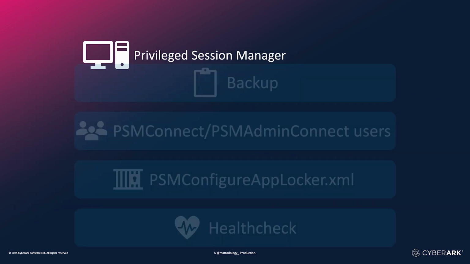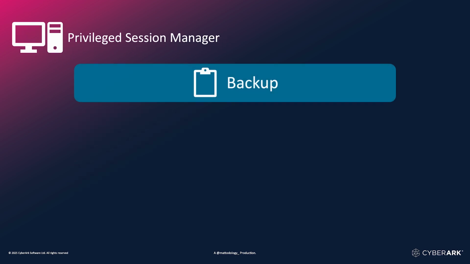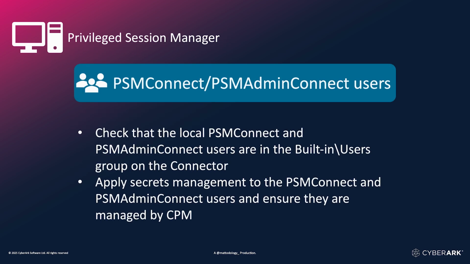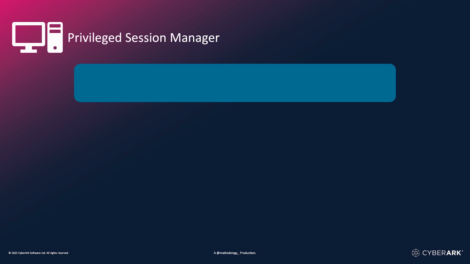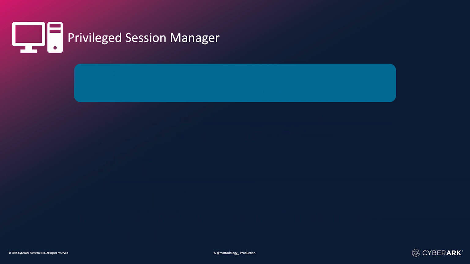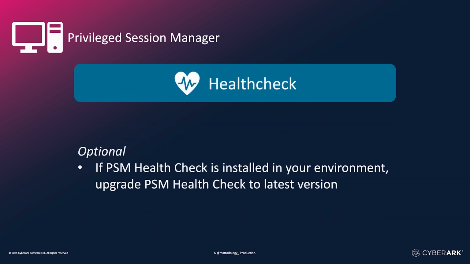If your environment includes PSM servers, back up configuration and log files, verify local user group memberships for the PSM Connect and PSM Admin Connect users, and back up the PSM Configure App Locker.xml file if you have customized it, and ensure the custom changes are applied before running the hardening script. Also, upgrade the PSM Health Check if it is installed.